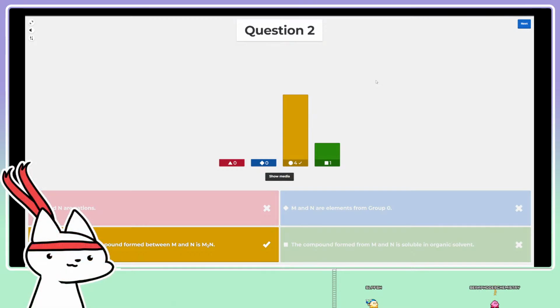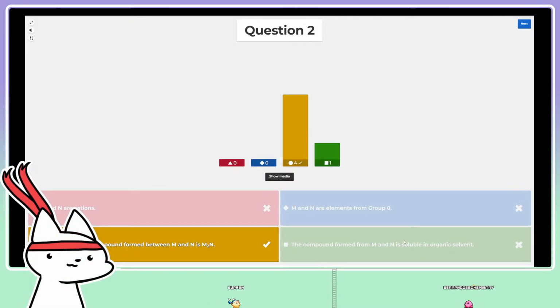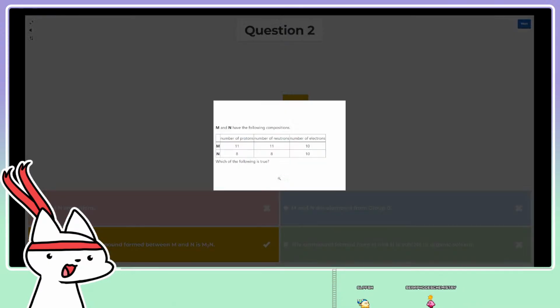Okay, in this case, we need to look at the proton number. M is 281, N for Netherlands is 26. So 281, last number is 1, is a metal. 26 is a non-metal. Metal and non-metal should form ionic bonding. So M and N should form ionic, and ionic should be soluble in water and not organic solvent. Organic solvent is meant for covalent bonding. So the answer would be yellow because of the charge of 1 plus and 2 minus.